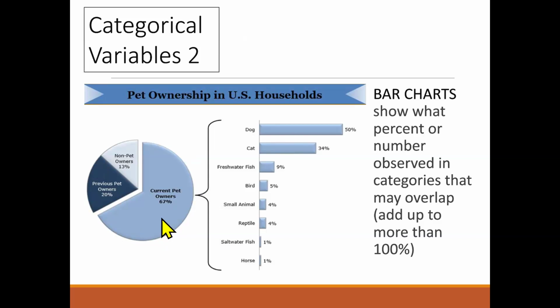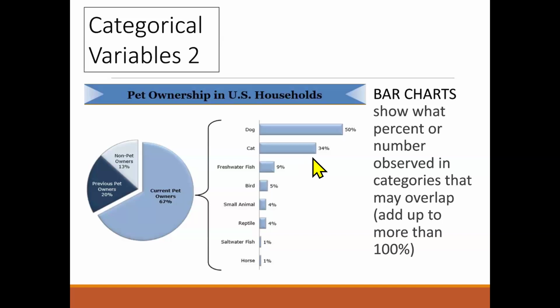So this pie chart is showing that we have about 2/3 of people surveyed who are current pet owners, 20% were previous pet owners, and 13% were non-pet owners. And then the survey followed up on what kind of pet do these current pet owners have? So we can't make a pie chart out of that or show it in these wedges because they were allowed to answer more than one different kind of pet.